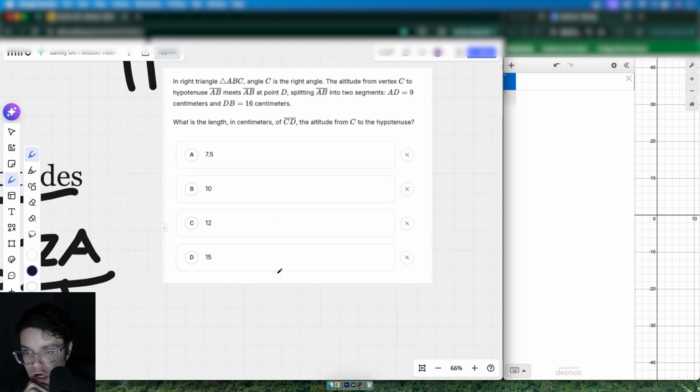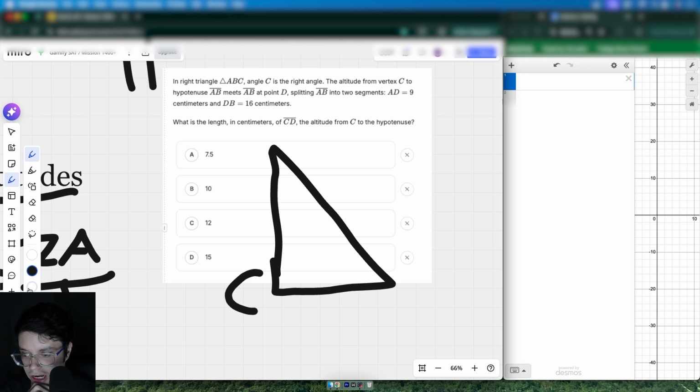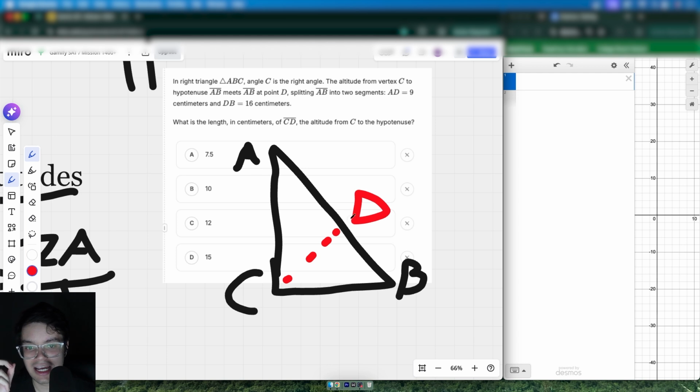Okay, so for this one here, right triangle ABC with C being the right angle, and it says here the altitude from vertex C to hypotenuse AB meets at point D. So that splits into two segments, AD, which is 9, and then DB, which is 16. And it says, what is the length of CD?